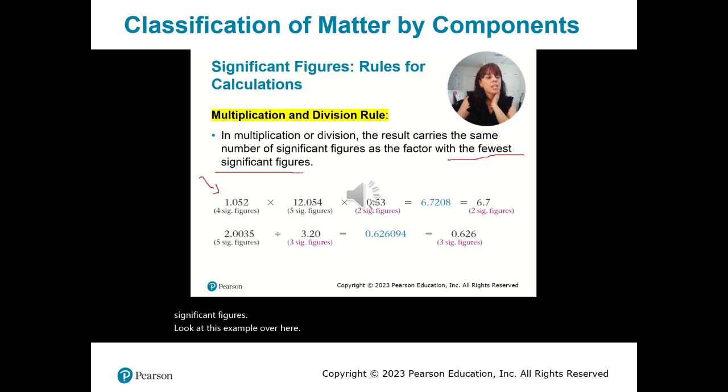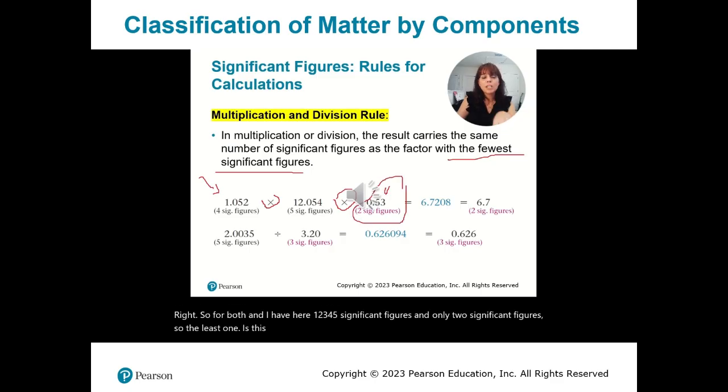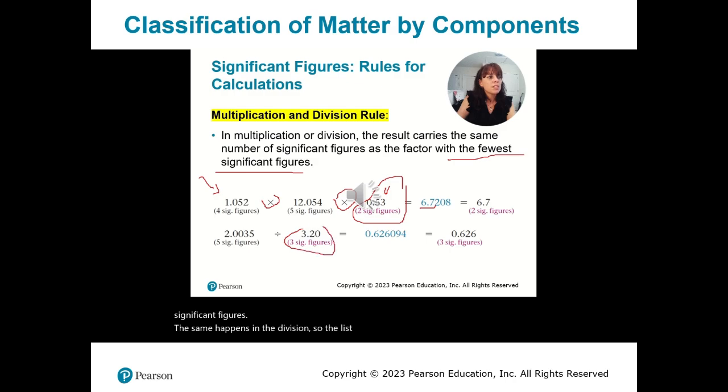Look at this example over here. I have 4 significant figures over here. This is a multiplication, right? So for both. And I have here 1, 2, 3, 4, 5 significant figures and only 2 significant figures. So the least one is this over here, 2 significant figures. So my result will have only 2 significant figures. The same happens in the division. So the least number is here, 3 significant figures, because here I have 4, 5 significant figures, all right? So my number will have 3 significant figures, 1, 2, 3. So we stop over here.